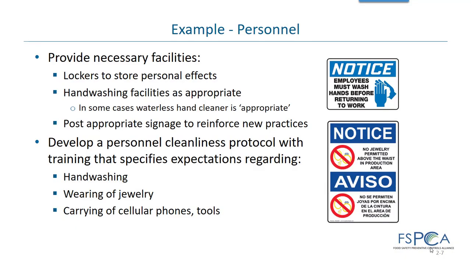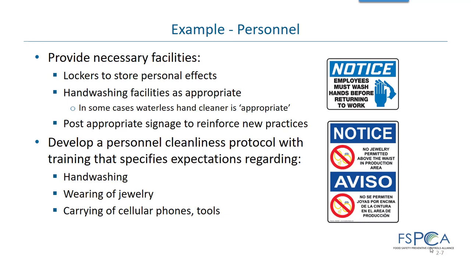So here are some tangible examples. A facility can provide lockers to store personal effects. They need to provide hand washing facilities as appropriate. So it is appropriate in some cases that a waterless hand cleaner could be used.